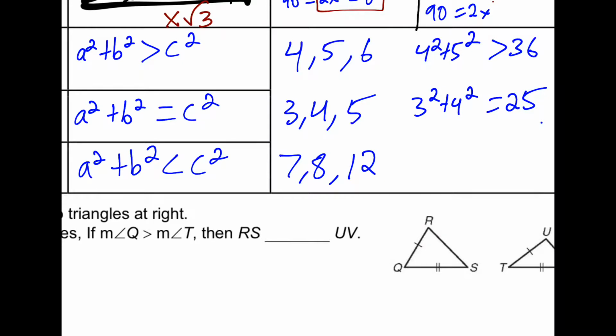9 plus 16 is 25. So we're looking at a right triangle. If I took 7 squared plus 8 squared, that's going to be less than 144. 49 plus 64. That means it's an obtuse triangle.